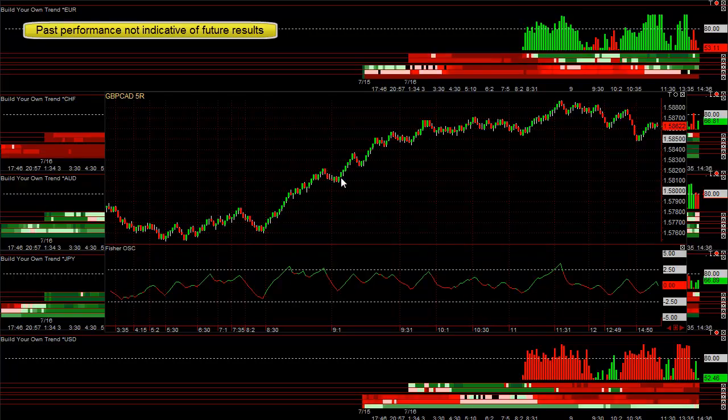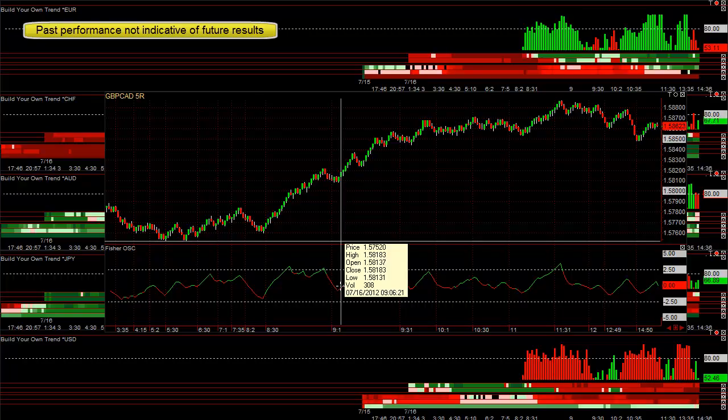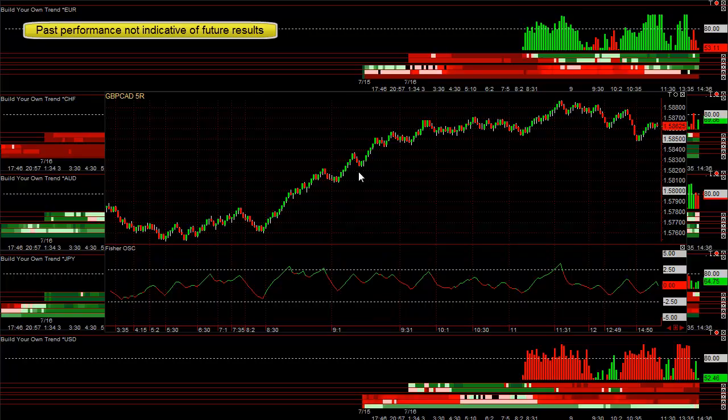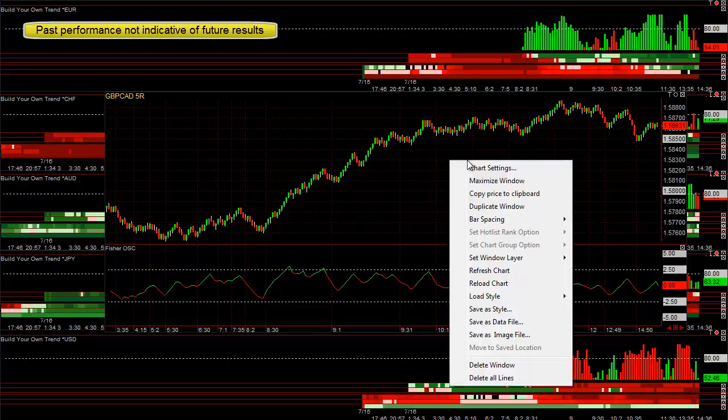If you get a nice little sideways wedge like this, and you get some kind of a pullback in the Fisher, as soon as it goes green, you can get in right here. You're into that trade. This was so strong that it didn't even pull back enough to come close to the lower extremes. This one was right here at the beginning of that huge uptrend.